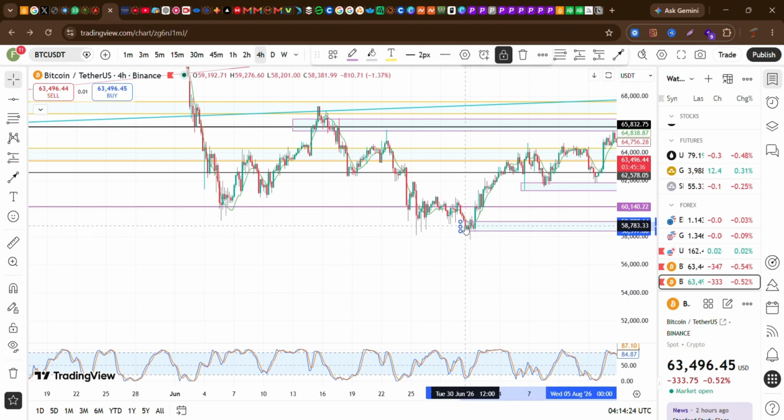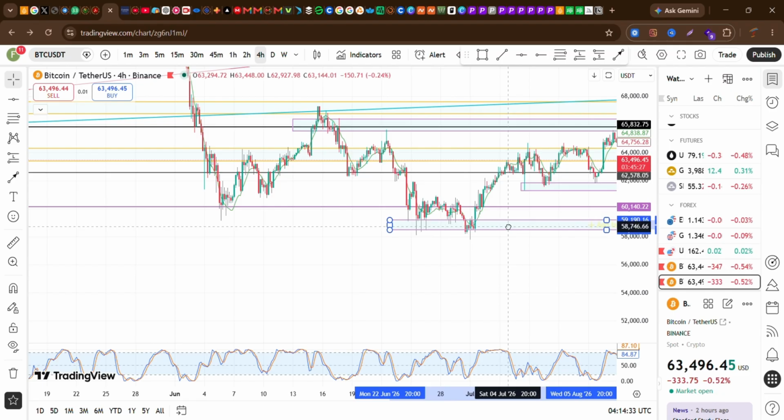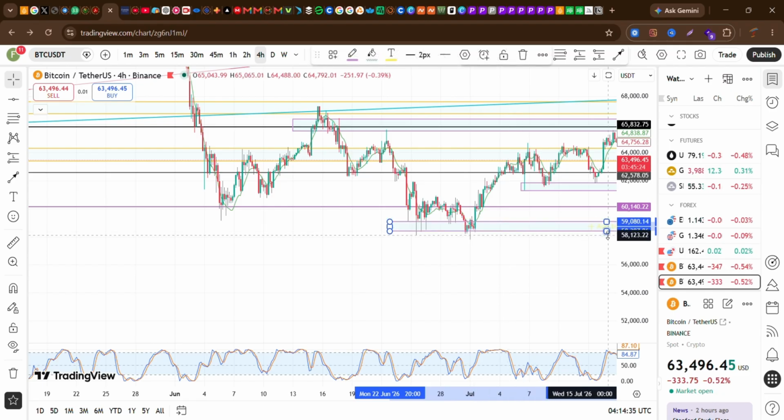So this other block here automatically covers this zone, right? So let me tweak this well. I think this size is okay. So we did a fake break here and also did a fake test here. So on a smaller time frame, you're going to see manipulative moves in this region. That is how it works.